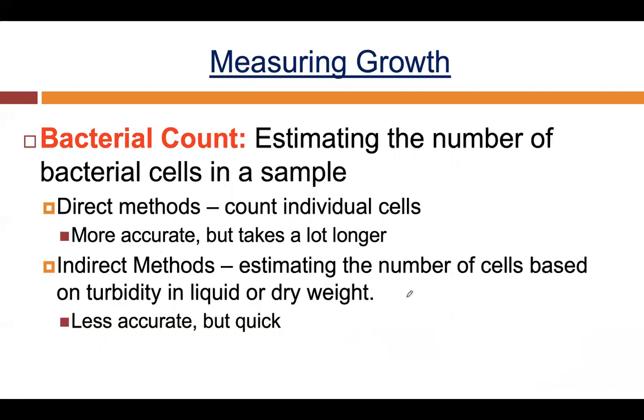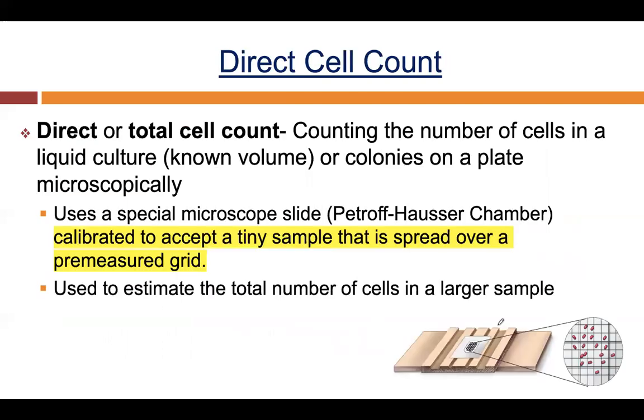With indirect methods, we cannot count the exact number, but we can estimate the number based on the turbidity or the dry weight. So how cloudy it is, or we can measure the weight, like the solution after the growth, how much it is. Basically, based on the differences in dry weight, we can estimate the number. This is less accurate, but it's very quick.